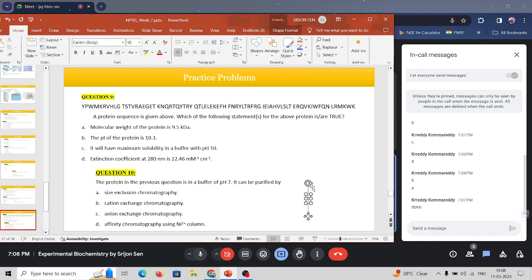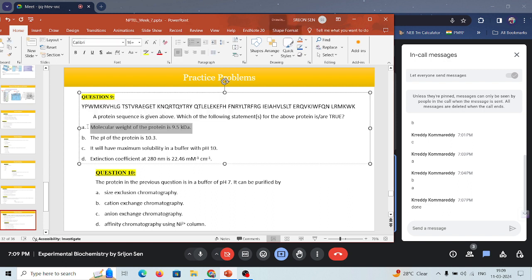So let us see. 76 into 110. How much is it coming? It is coming about 8.36 kilodaltons. Okay, so more or less it is 110, but we have a tool called ExPASy, where you can put this amino acid sequence and it will give you the exact molecular weight of the protein.